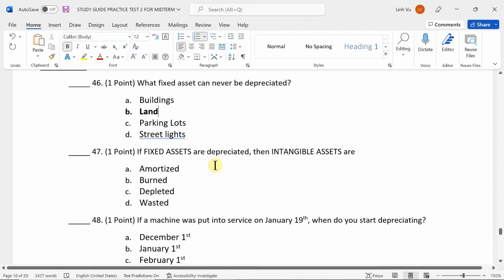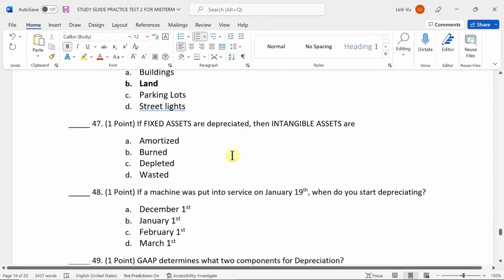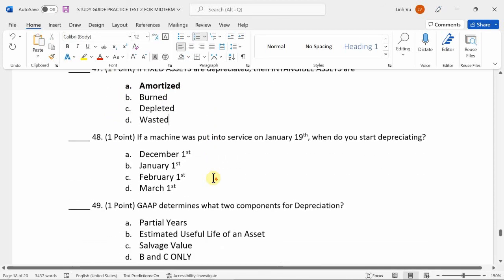Number 47, if fixed assets are depreciated, then intangible assets are amortized. So that's a terminology.